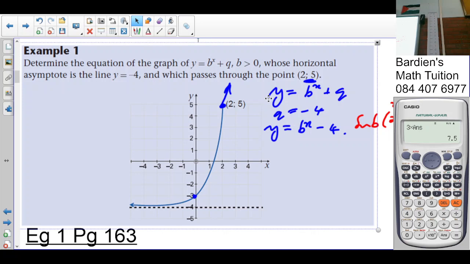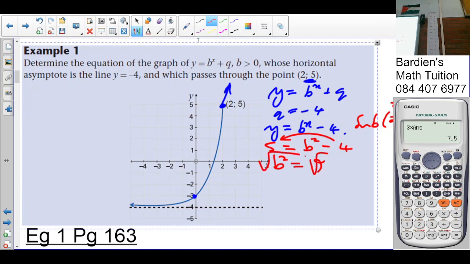Okay, so what do we have? 5 equals b to the exponent 2 minus 4. Not so? To get over the equal sign, b squared is equal to 9. Square root, what must I not forget? Plus or minus. So b is equal to 3. Why? So b must be greater than 0. Not so? B has to be positive. As you can see, the condition is given. So therefore, y is equal to 3 to the x, sorry, minus.